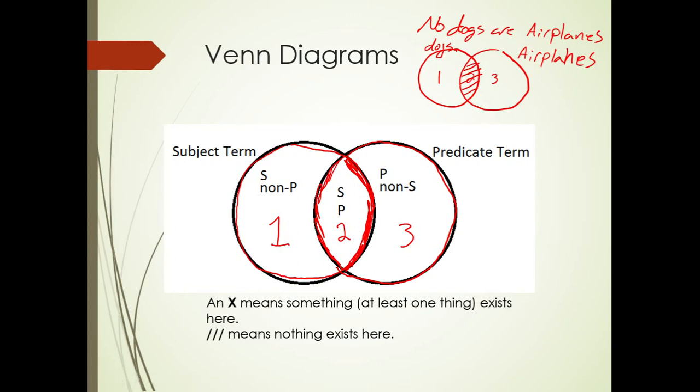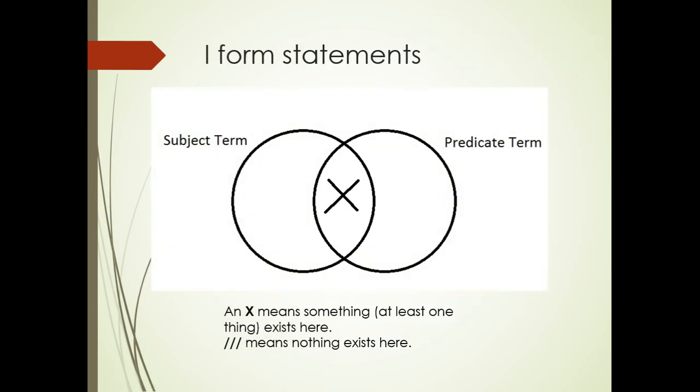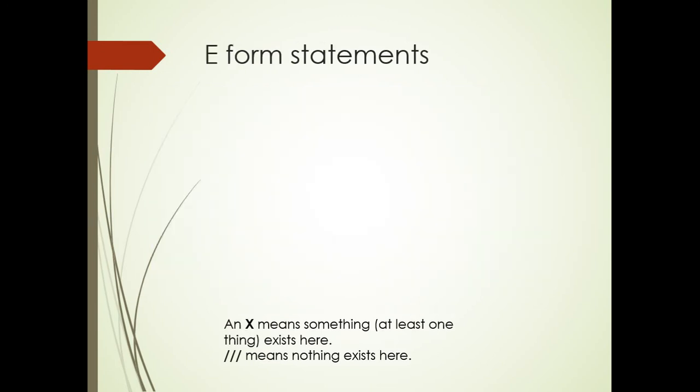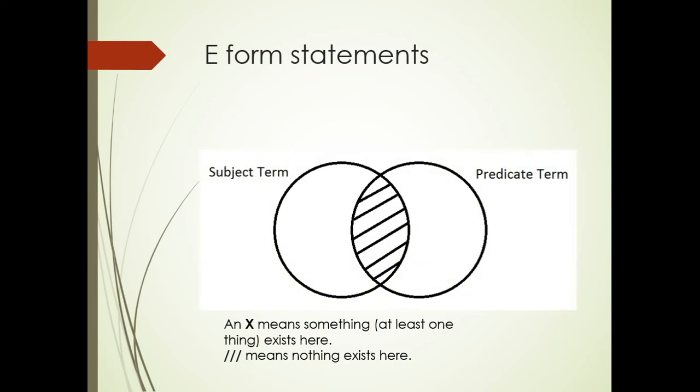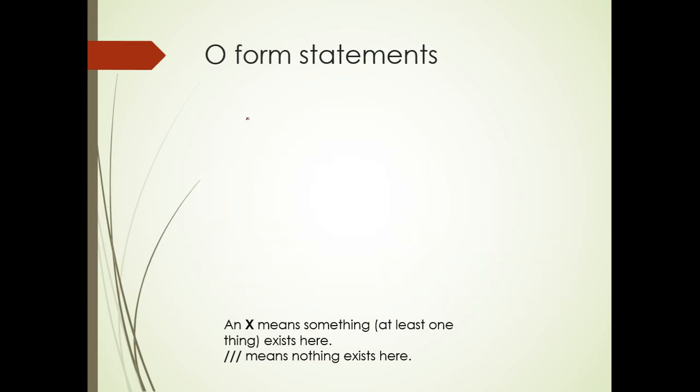Let's go ahead and look at a few statements. So for I-form statements, the X is going to go in the middle. That's the overlap. Some dogs are large animals. We did that example. And that's the X just goes in the middle between the subject term and the predicate term. For the E-form statement, that's the other one we did, no dogs are airplanes. So we wanted to get rid of the space where you had an overlap between the dogs and the airplanes. So your subject term is on the left, your predicate term is on the right, and you shade in the middle. For your O-form statement, so this would be some cats are not friendly animals.